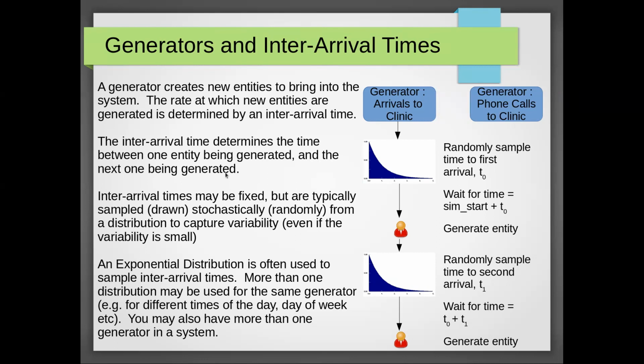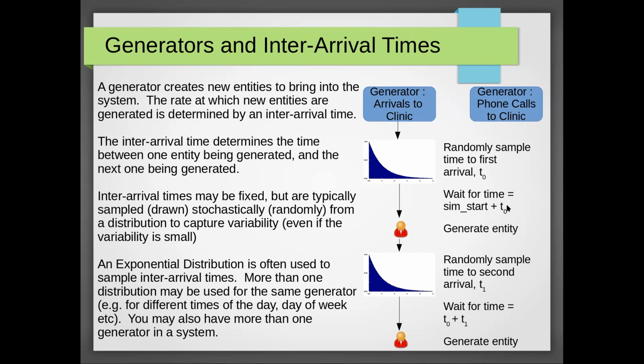You can have it so that the model will sample from different distributions depending on what day it is, what time it is, etc. And as I said, you can also have more than one generator in the system, and they can use their own distribution. So you might have a generator that samples the inter-arrivals of patients arriving at the ED self-presenting versus the rate at which they're coming in by ambulance, for example, and they're likely to be different.